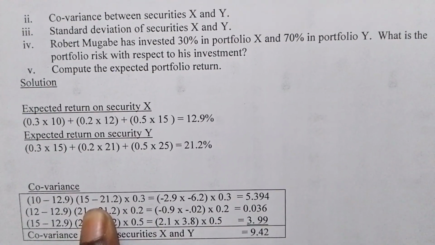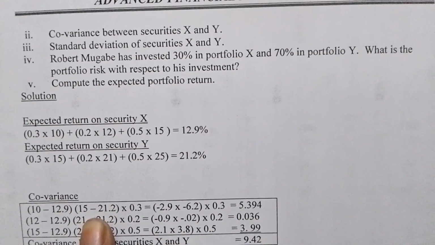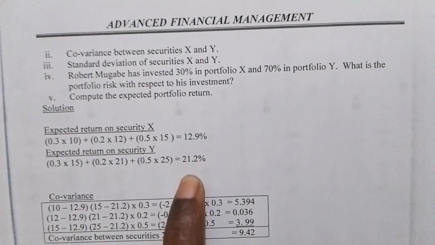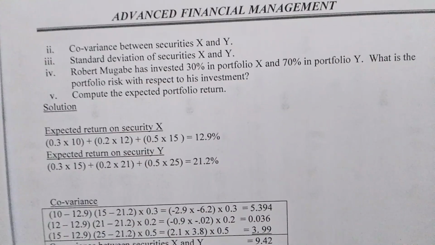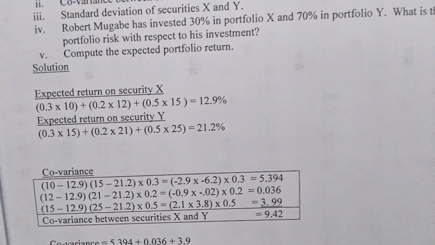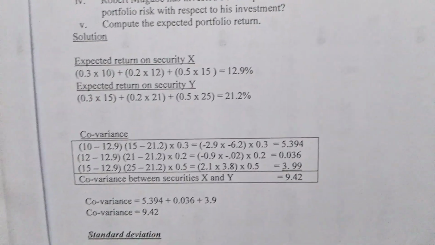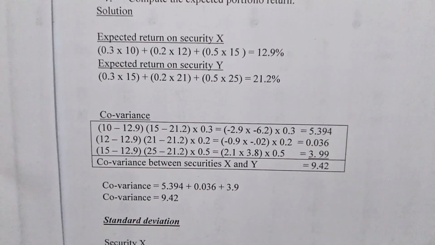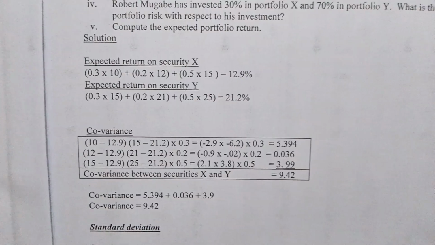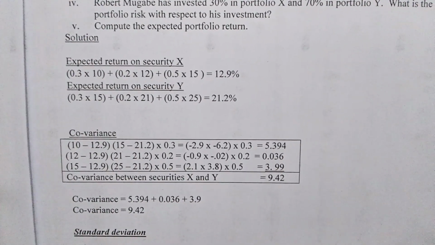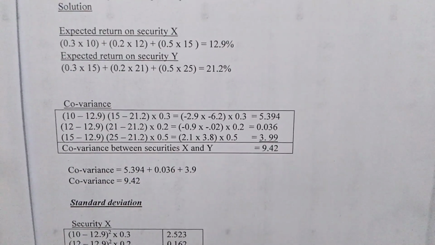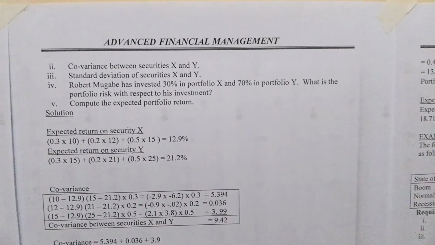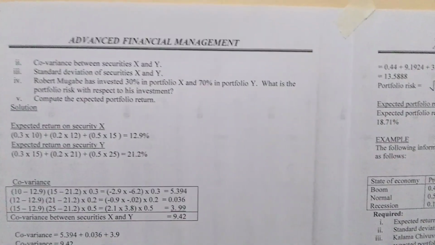15 is the return of the security in the stock market that you find in the table from the question. Then you minus the expected return that you have calculated here, multiply by the probability, and you do the same in each state of nature. Then you sum up these numbers, you get the covariance between securities X and Y. And the covariance is 9.46. So we have answered number 2, covariance between securities X and Y.